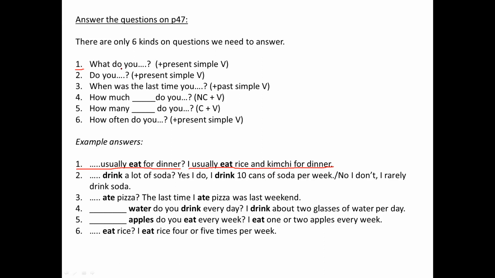Okay, so number 1, what do you? We're going to use a present simple verb. What do you? Present simple verb, eat. There you go. What do you usually eat for dinner? When you answer the question, you should copy the same verb in your answer. So, what do you usually eat for dinner? I usually eat rice and kimchi for dinner.